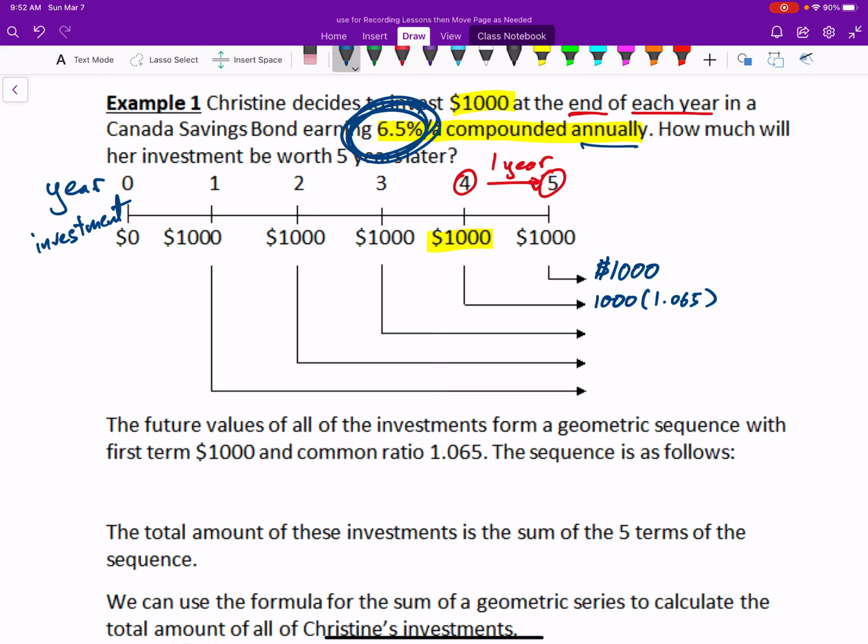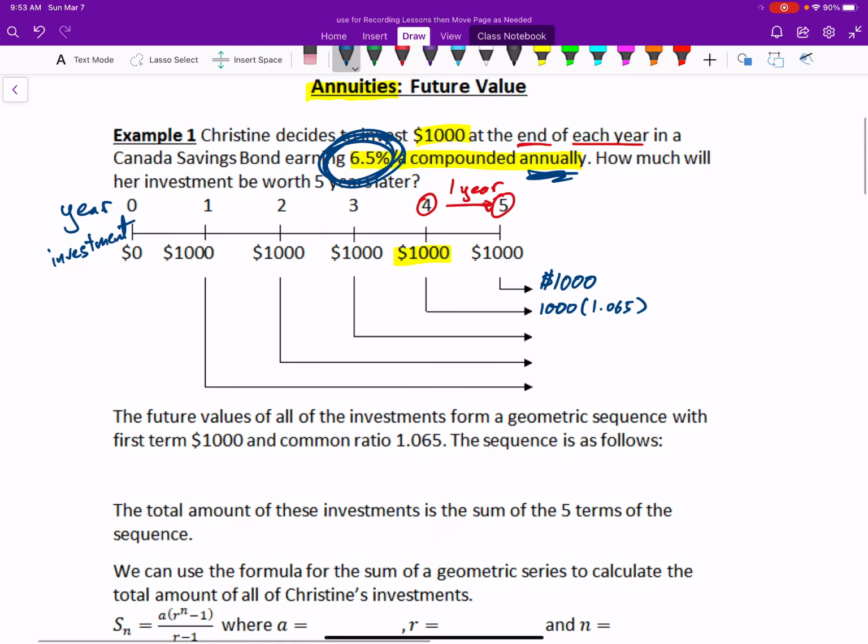It's compounded annually, so it's only once a year in this example. So we do 1.065, as we know from our compound interest formula. Let me remind you what that is. A equals P times (1 plus i) to the n. So 1 plus 0.065, and n is the number of years that have gone by. It's the number of compounding periods, but it's once a year, so it'll be 1 in this case.